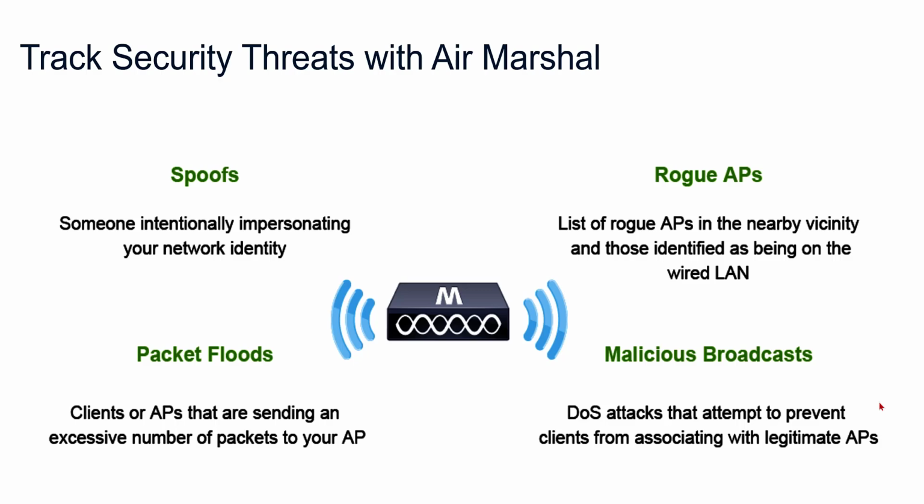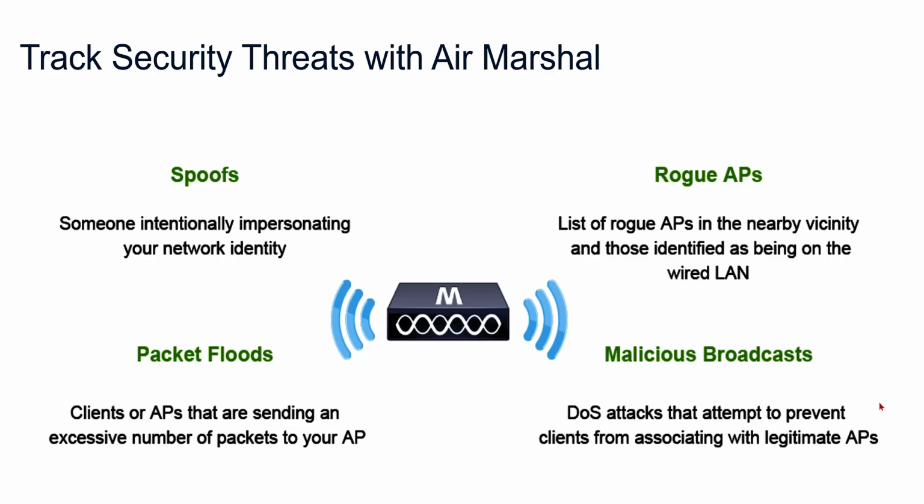Rogue APs, a list of rogue APs in the nearby vicinity, and those identified as being on the wired LAN. All right? What they're describing here are two different types of rogues. Regardless of rogue AP, shadow IT, unauthorized APs detected in your environment. You can have external rogues, which are nearby, but they're not connected to your network. Or you can actually have internal rogues, which are actually plugged into your network. Those are clearly a lot more dangerous. That means you're essentially suffering a direct security breach.